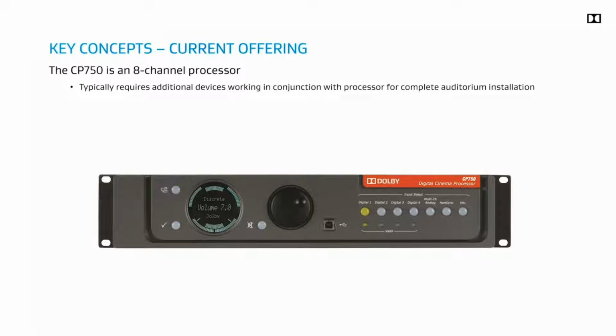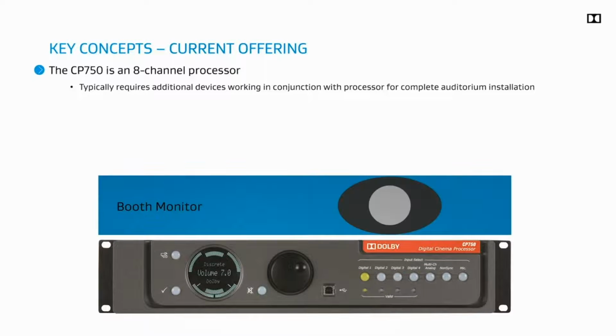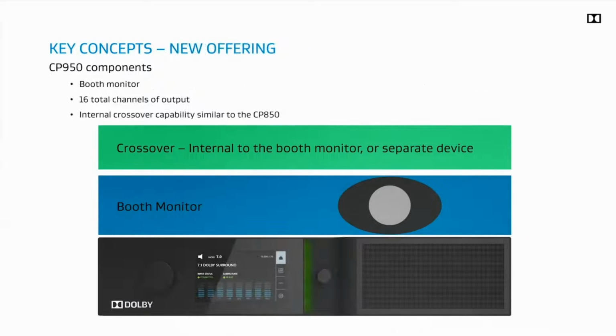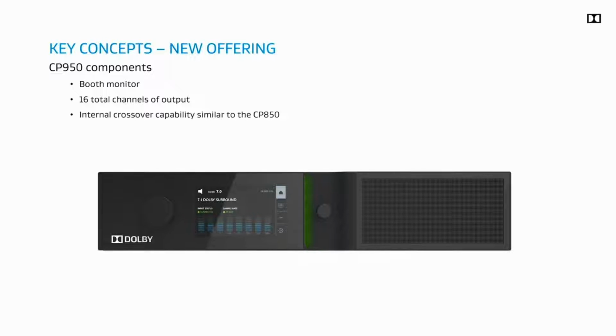So the CP750 is an 8-channel processor, which typically requires some additional devices working in conjunction with the processor for a complete installation. One of the components is the booth monitor, and another is the crossover capability for the screen channels. That could be internal to the booth monitor or could be a separate device. But with the CP950, now that has a booth monitor built in and it has internal crossovers like the CP850 did.